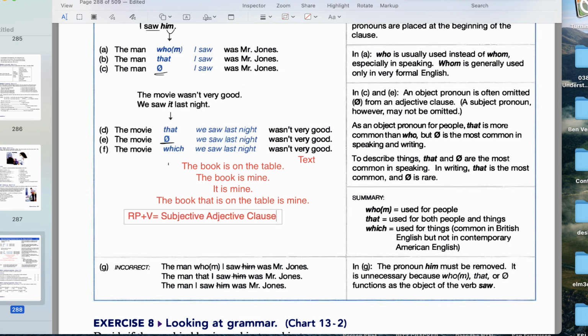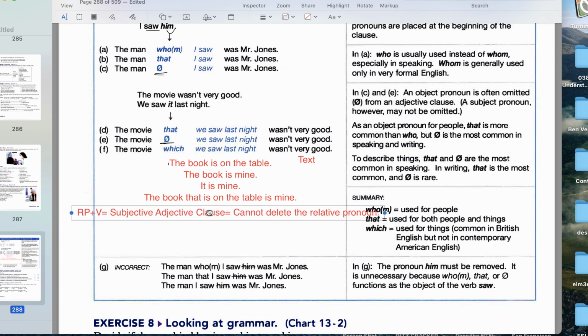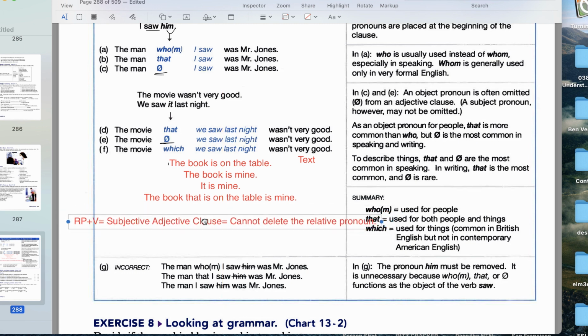And that means that equals cannot delete the relative pronoun. Very important for you to know this, okay? Because in English, if you want to write a subject adjective clause, and that means that you have the relative pronoun acting as the subject right there, and we know it's acting as a subject because a verb follows immediately, then we know that's subject.